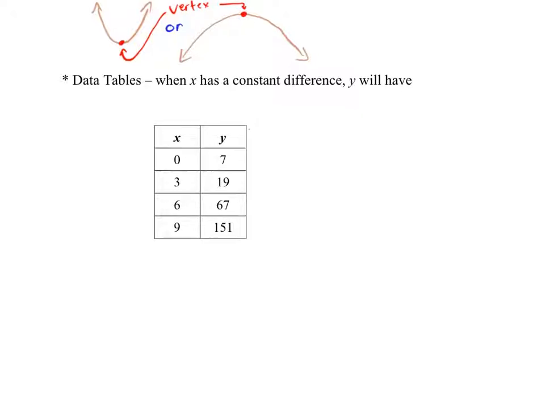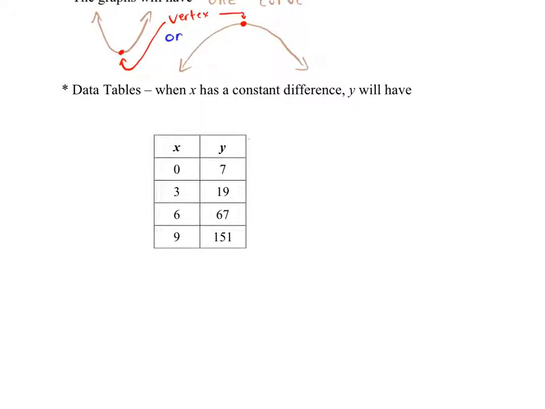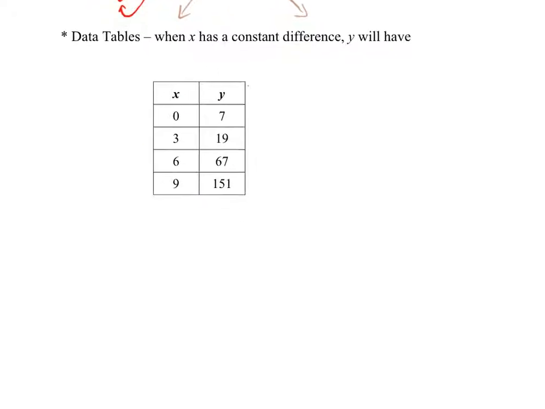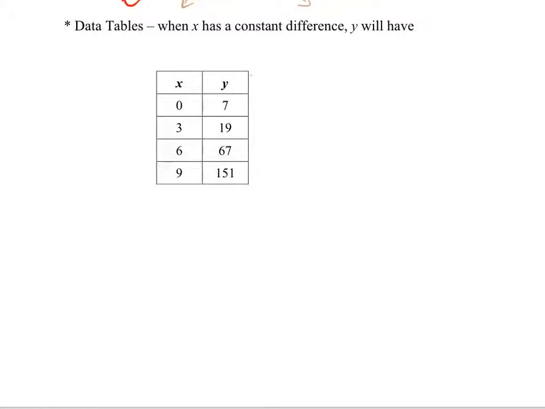Now the data table. If we wanted to take one of those graphs and take all those points along there, this point, this point, this point, and put them in a data table. For a data table to be a quadratic, the x has a constant difference, which is what you find by subtracting the numbers. So each of these is going up by 3. 3 minus 0 is 3. 6 minus 3 is 3. So when the x has a constant difference, in my notes I wrote plus 3, plus 3, plus 3. You'll notice the y values don't.